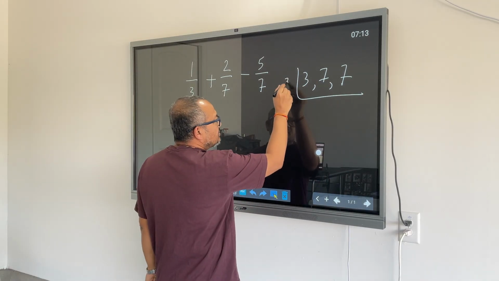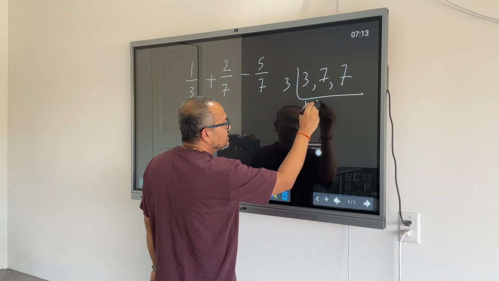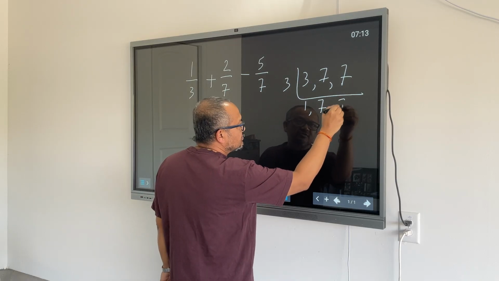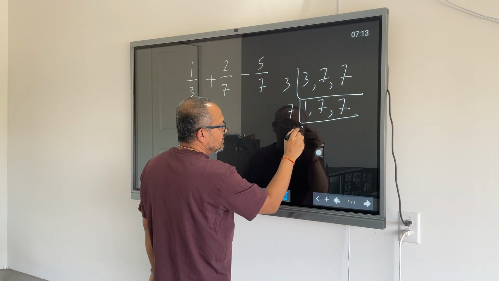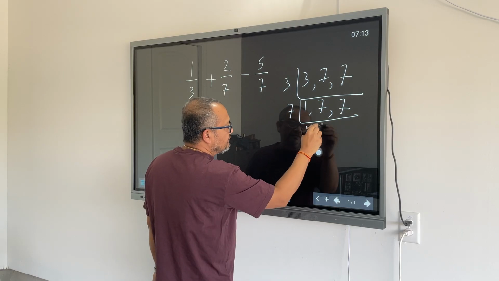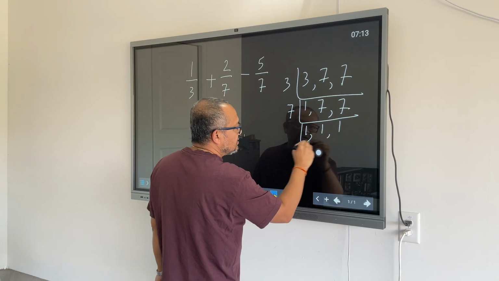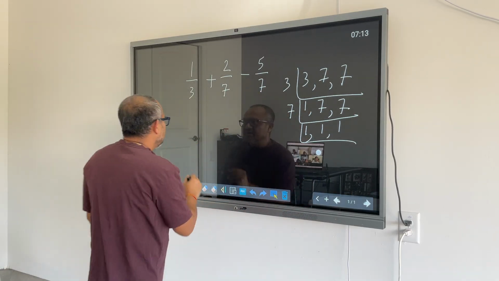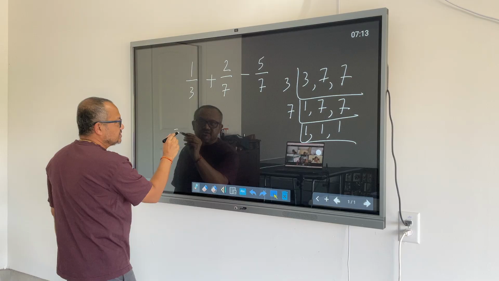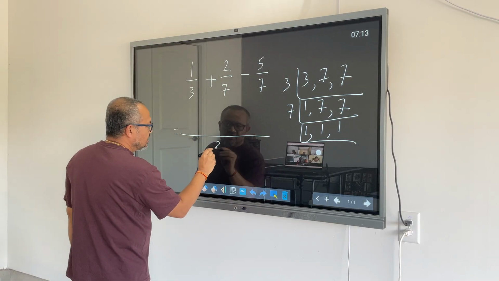Start with the smallest number 3 here. 3 1s are 3. 7 doesn't come in the table of 3. 7 also doesn't come in the table of 3. Next number I can go for is 7. 1 remains 1. 7 1s are 7. 7 1s are 7. All done. What is my LCM? 3 into 7, 21. So I am saying 21 here.